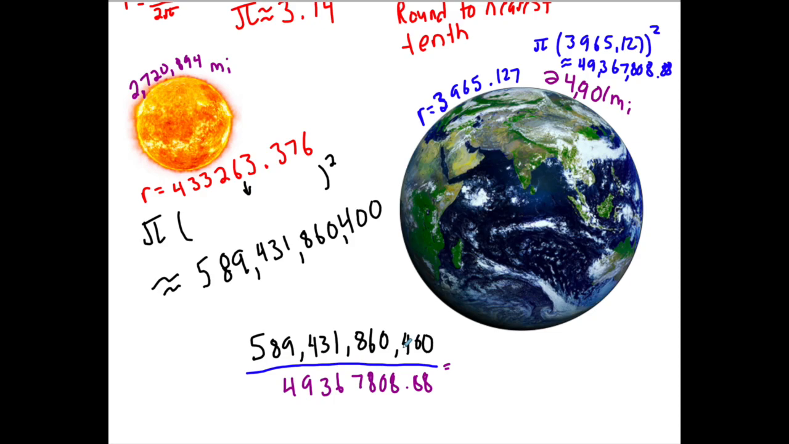So on my calculator, 589,431,860,400. Now you could have done this with scientific notation as well. There's not necessarily one way to do this. And I'm going to divide that by 49,367,808.88, or depending on how you do it, you could just do second minus to pull up your answer.